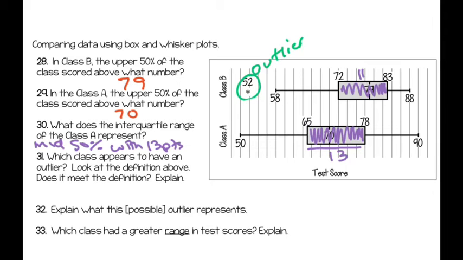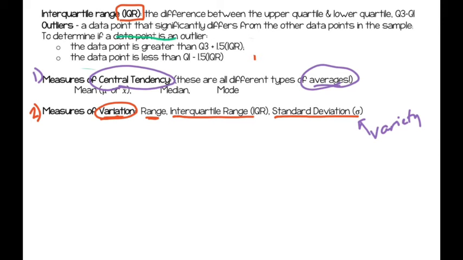Okay, so number 31, it says, which class appears to have an outlier? So it looks like Class B has an outlier. So, okay. And then it says, does it meet the definition? So let's go back to the beginning of the lesson. So at the first, it does say what the definition of an outlier is. Okay, so significantly different, but this is what significantly is. So it says the data point is greater than quartile 3 plus 1.5 times the interquartile range, or it's less than quartile 1 minus 1.5 times the interquartile range.